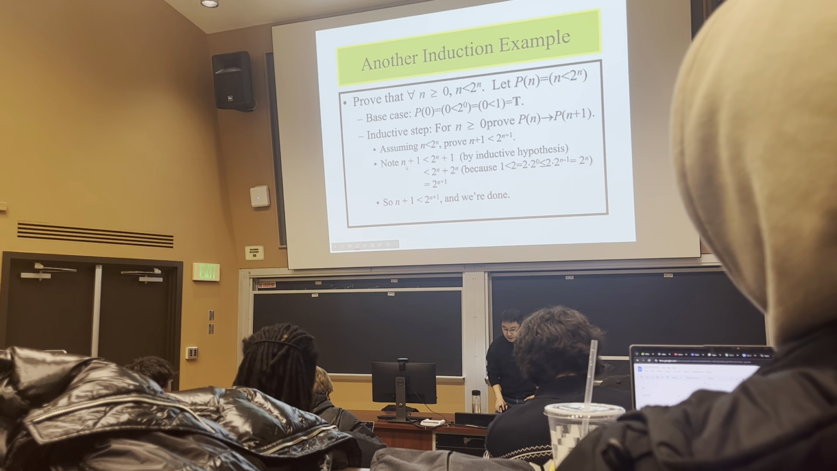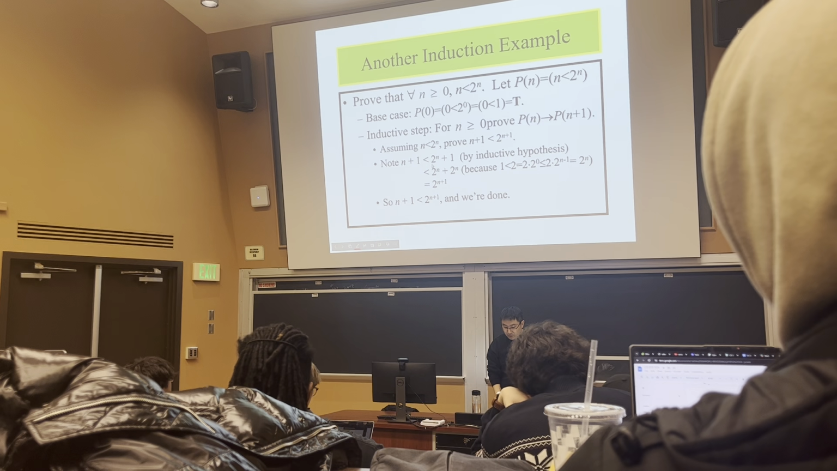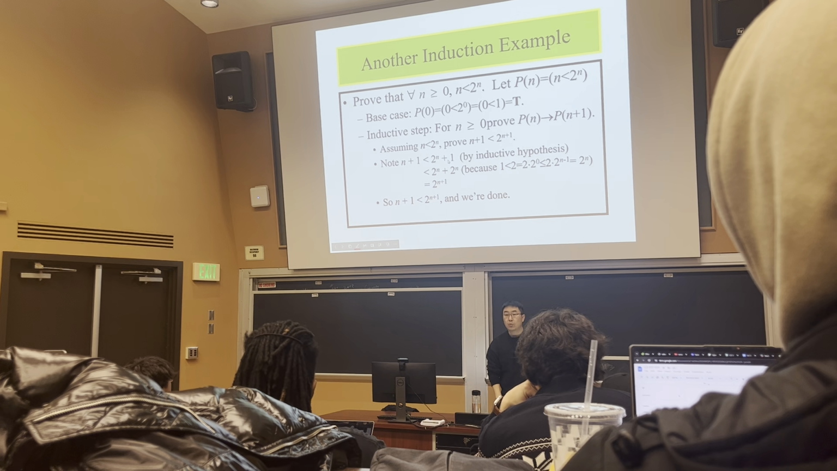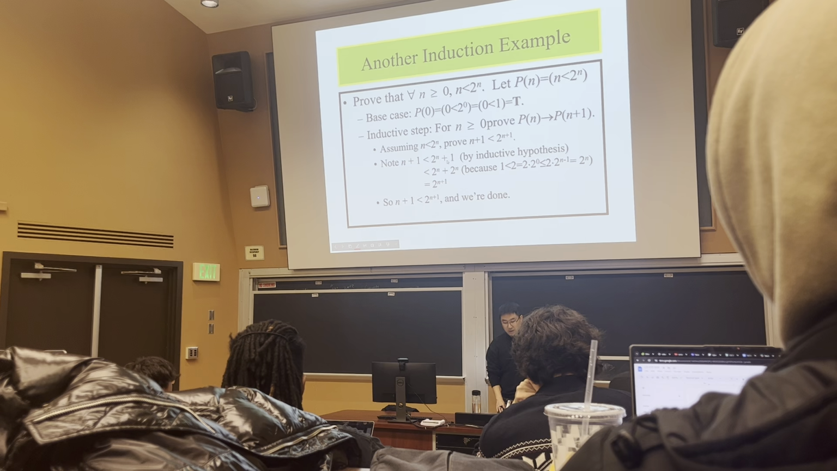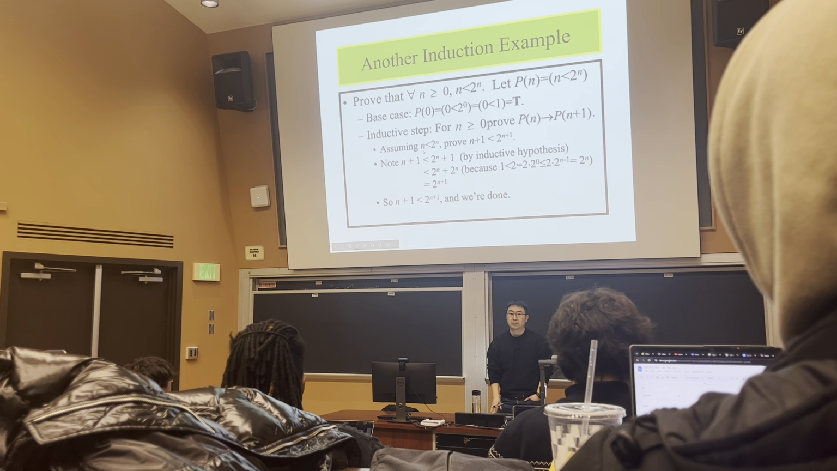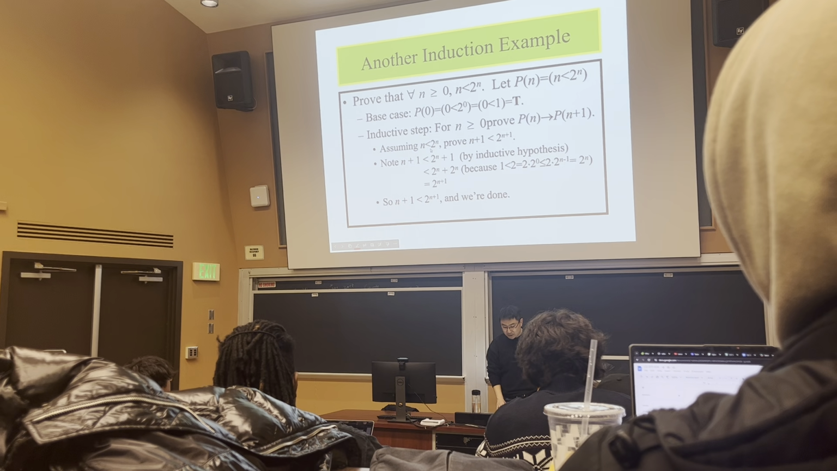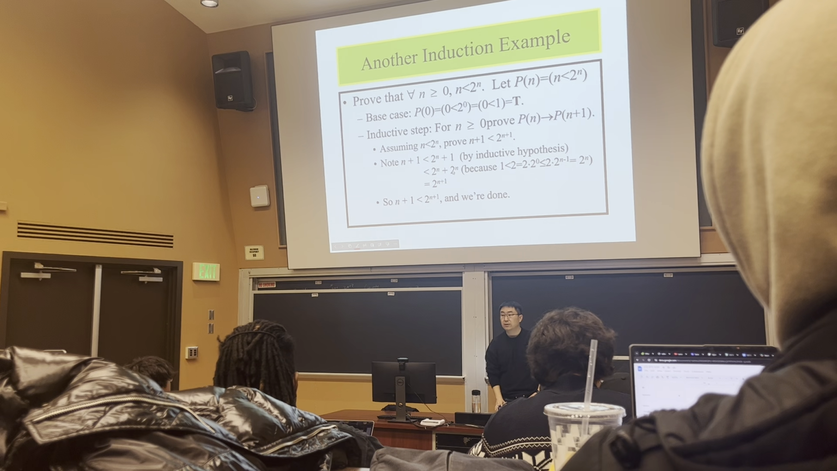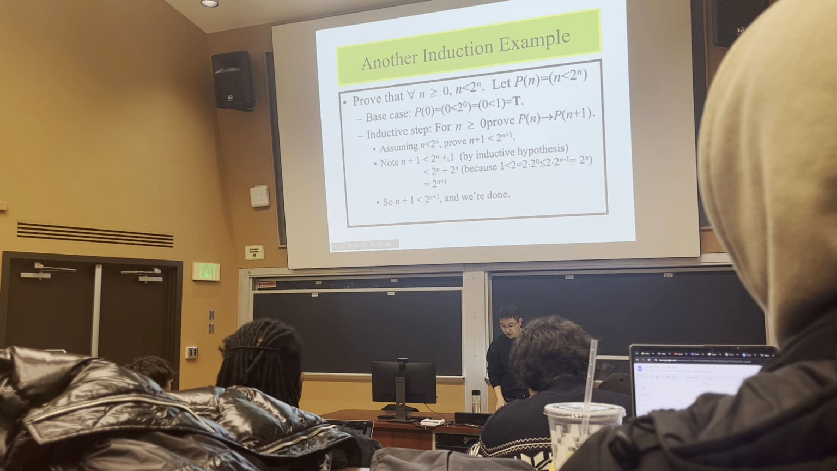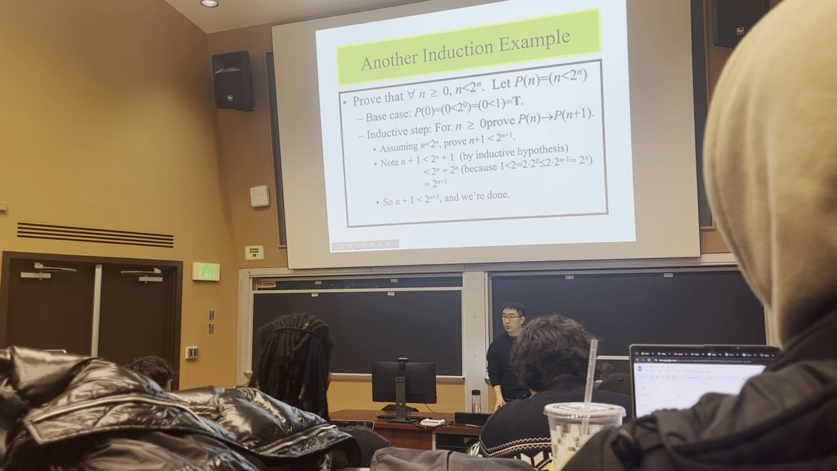And we know that n plus 1 is smaller than 2 to the power n plus 1. Where is this from? It's from the P of n case. We are assuming this is true, and we add 1 on both sides. We have this. And we also know that 1 is smaller than 2 to the power n. So from here, this is true.